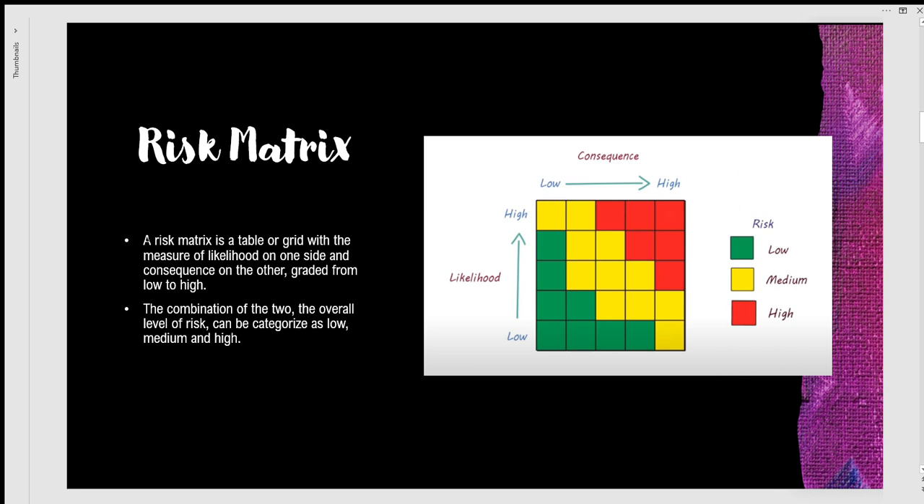So, sabi dyan, a risk matrix is a table or grid with the measurement of likelihood on one side and consequence on the other. They're both graded from low to high. So the combination of these two, the likelihood and consequence, that will be the overall level of risk. And the overall level of risk can be categorized as low, medium, and high, and they are color coded.